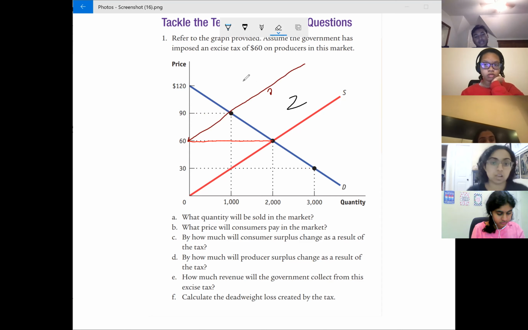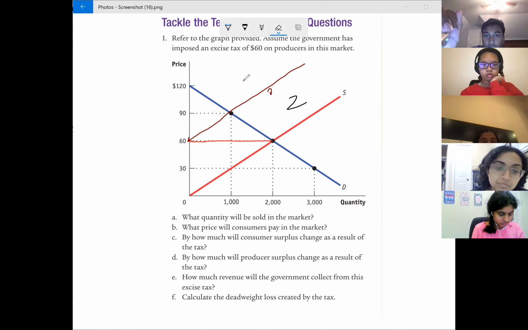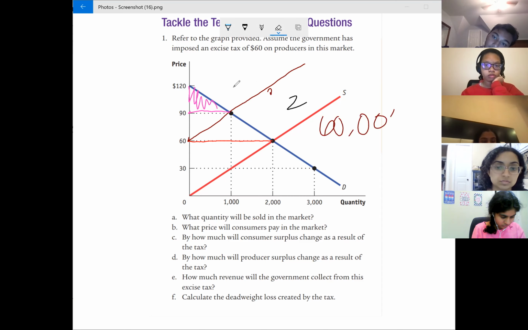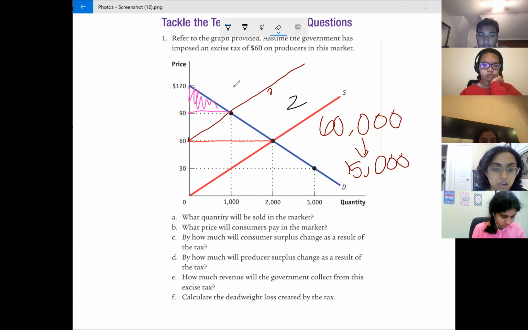This part. So in this place, what would the consumer surplus be? It would be above the equilibrium price, which in this case is $90, but at the same time below the demand curve. So it's gonna be this area over here, right? So before we had 60,000, now what do we have? We have 30 times 1,000 divided by 2. So that's 15,000, right? So we went from 60,000 to 15,000. That means your consumer surplus decreased by 45,000, which means that consumers would be less satisfied, they have less of a benefit in the situation.